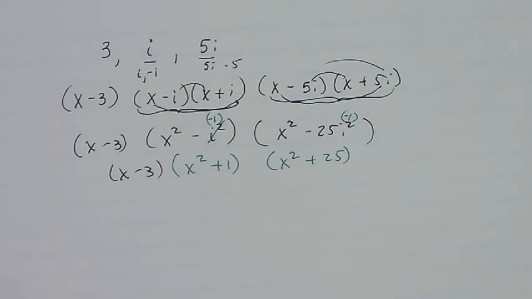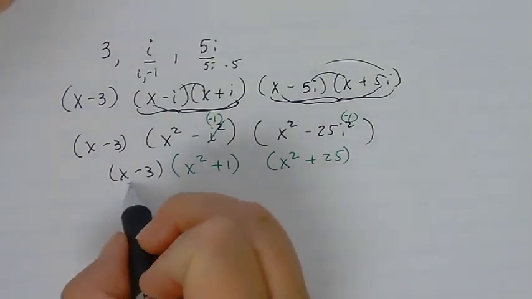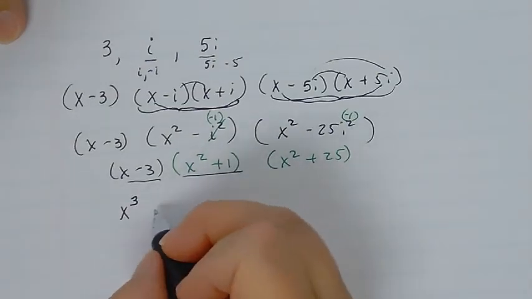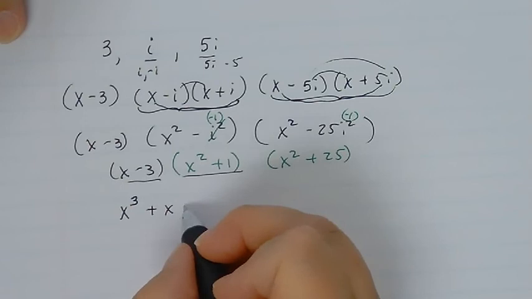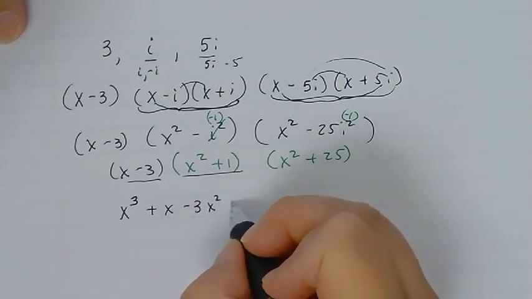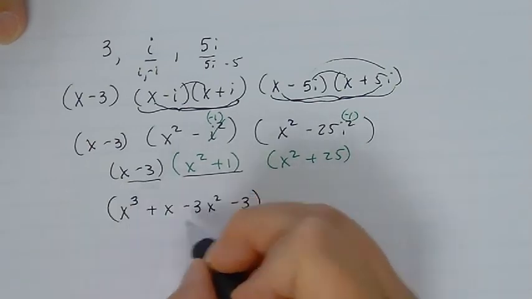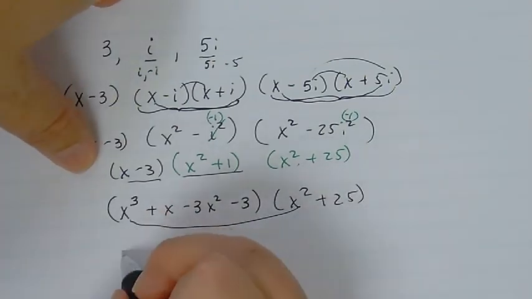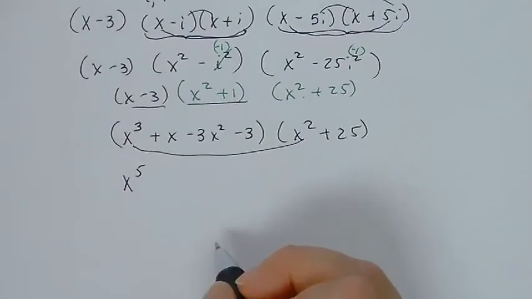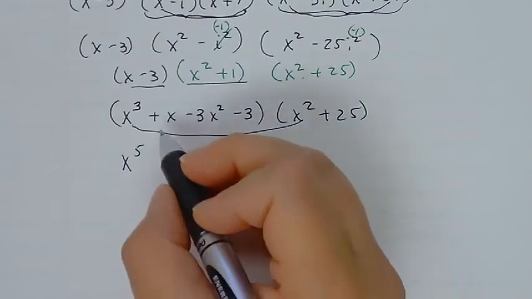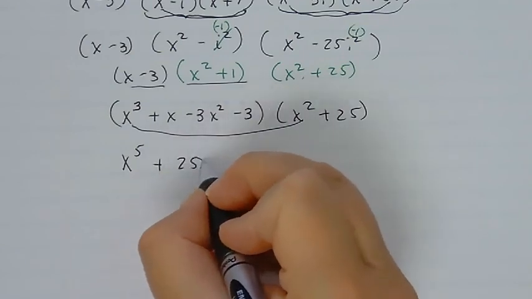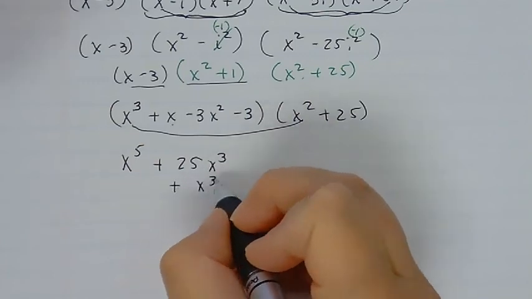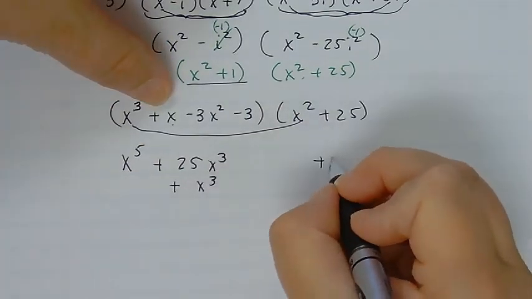So let's go ahead and multiply. Doesn't matter what order you multiply in, I'm going to do these two together first. So I get x to the third plus x minus 3x squared minus 3. And now I'm going to take that times x squared plus 25. So I'll get x to the fifth, and that's good. I should have x to the fifth because I had 5 zeros, plus 25x to the third, plus x to the third, plus 25x.